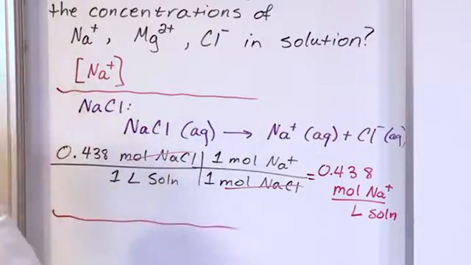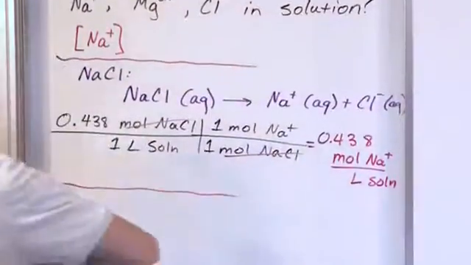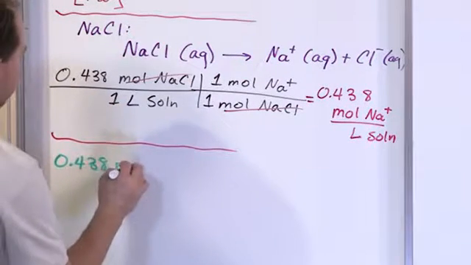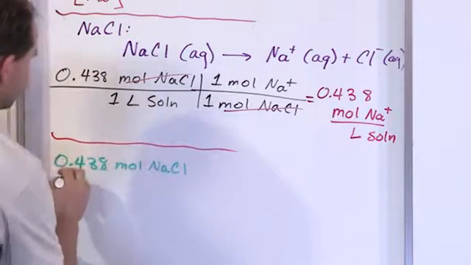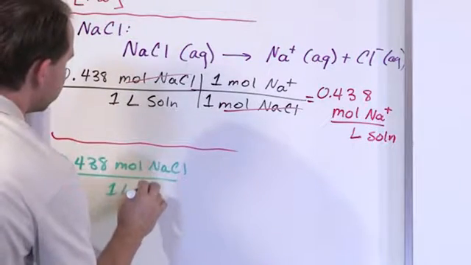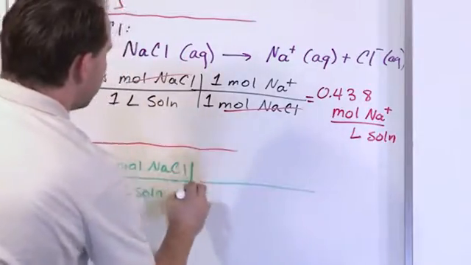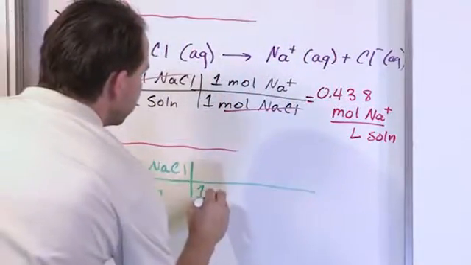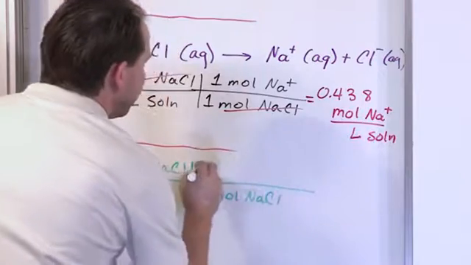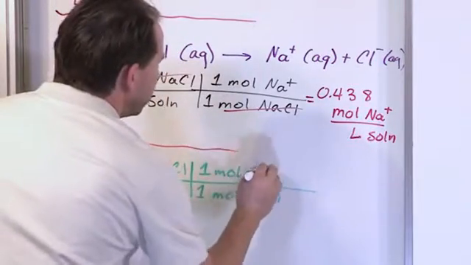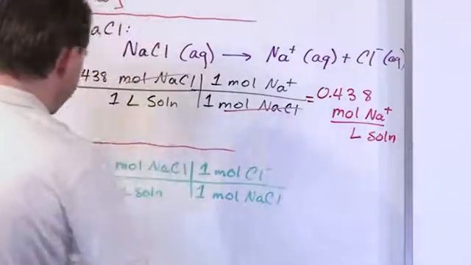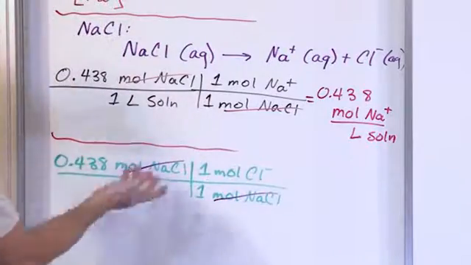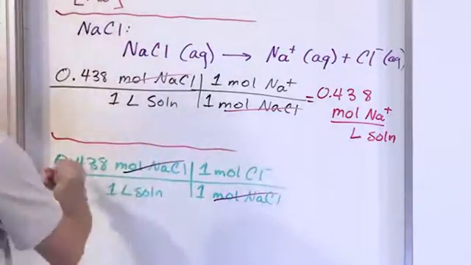Let's go underneath it, switch colors, and do the same thing again. Now we're going to calculate the chlorine. So 0.438 moles of NaCl per 1 liter of solution. Okay, for every mole of sodium chloride, we get 1 mole of chlorine. So 1 mole of NaCl gives 1 mole of chlorine ions like this. Okay, and so we cancel moles of sodium chloride, moles of sodium chloride. Again, we're doing multiplication, but really nothing has changed because we're multiplying and dividing by 1.